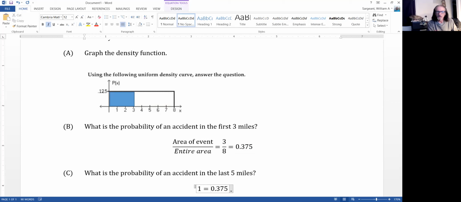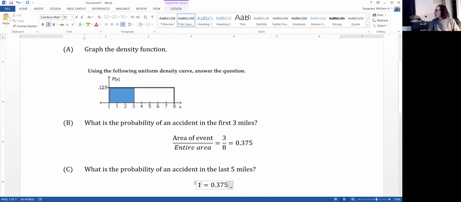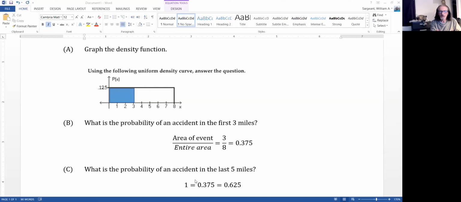And that is going to equal, I believe, 0.675. That was incorrect. It is supposed to be 0.625, which makes sense because we could have also done 5 miles times 0.125 from the height, and that would get us 0.625 as well.